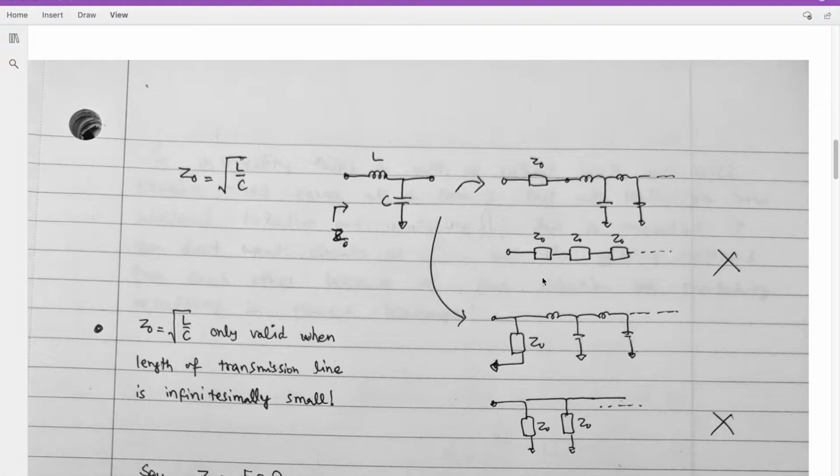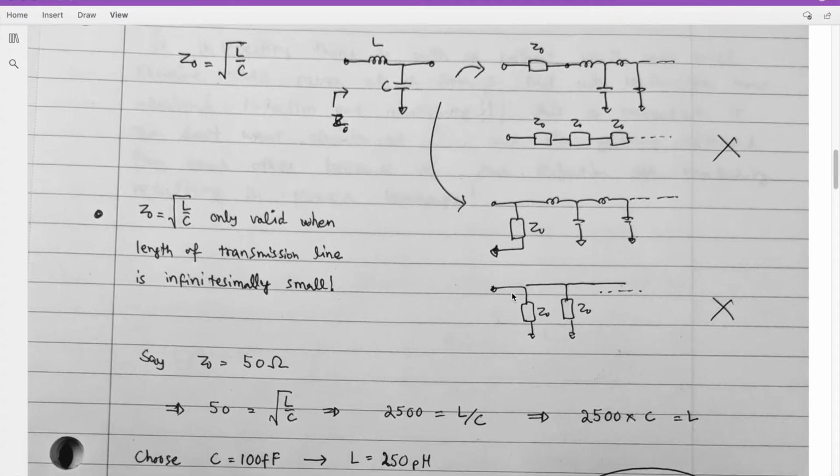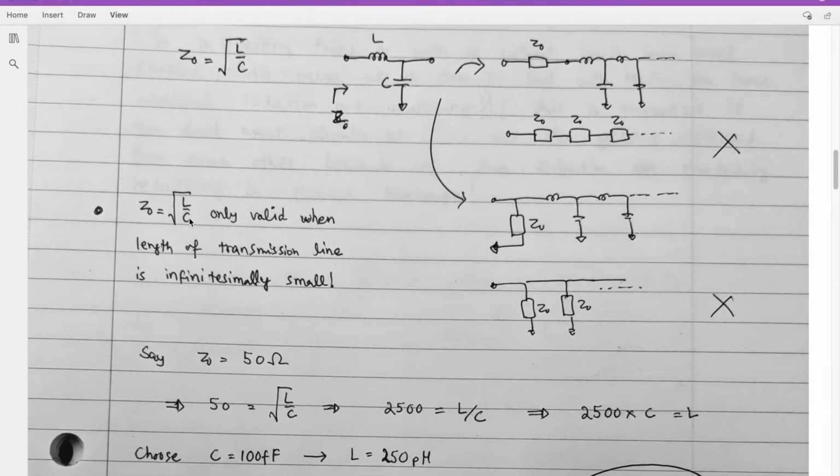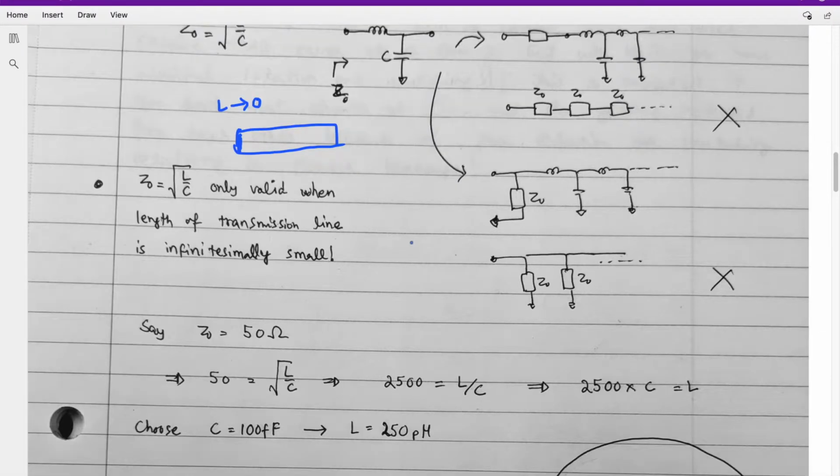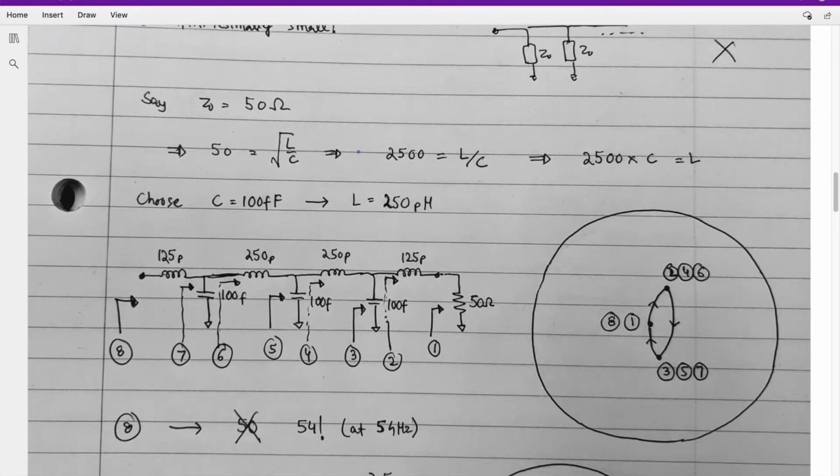To understand this in more detail, let's take a numerical example. But before that, I should mention that this expression is only valid when you are analyzing a very small piece of line. For example, if you have this transmission line, and if you analyze this very small section where the length of this section approaches 0, then you come up with this expression. Okay, let's say we want to make a transmission line with characteristic impedance 50 ohms. So with that formula we come up with this expression.